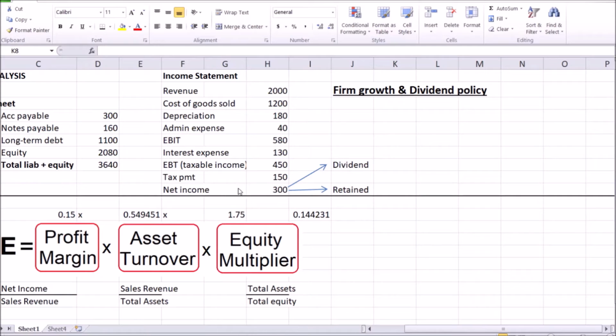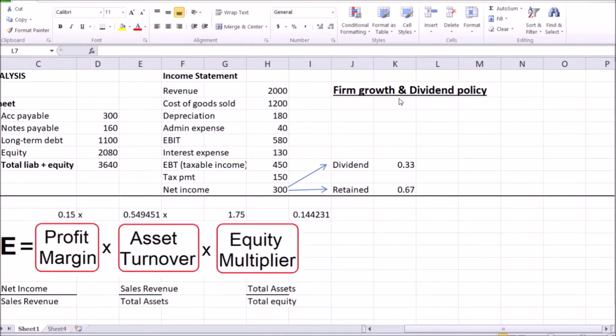So part of the profits is paid out in dividends. That is called a payout ratio. Let's say in our case that's 33% is paid out. And part of the profits is retained within the company, allowing the company to grow. Let's call it a retention ratio. And let's say in our case it's 67%.